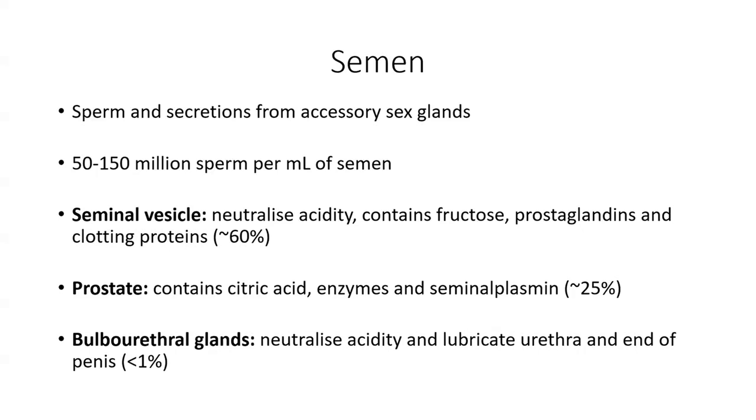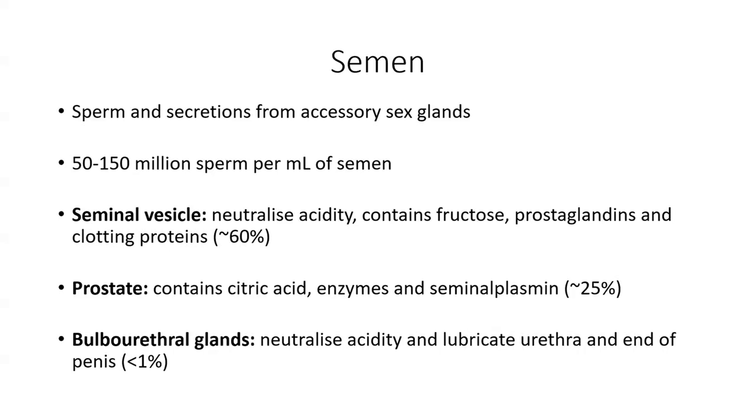And as we've covered already, the secretions from the seminal vesicles make up about 60% of the total volume of semen. These secretions are alkaline to neutralize acidity. They contain fructose for energy, prostaglandins to help with sperm motility or sperm movement, and clotting proteins to help the semen coagulate or clot up after ejaculation. The secretions from the prostate gland make up about 25% of the total volume of semen and contain citric acid for ATP production, enzymes to break down the clotting proteins, and then seminalplasmin, which is an antibiotic.